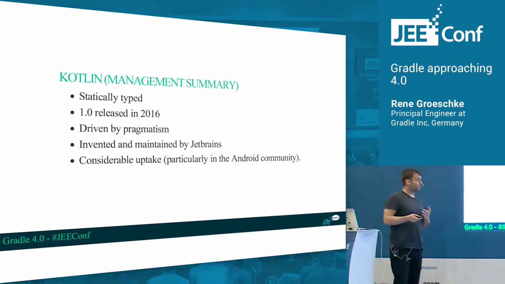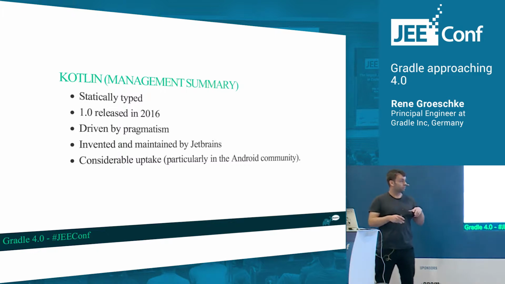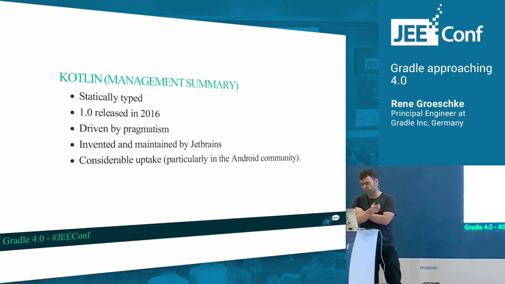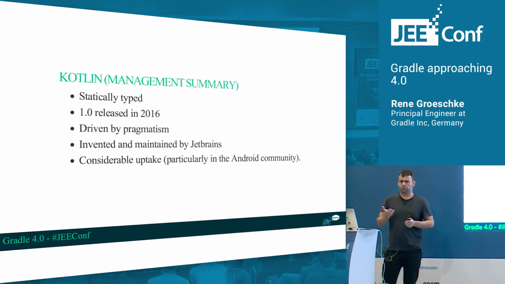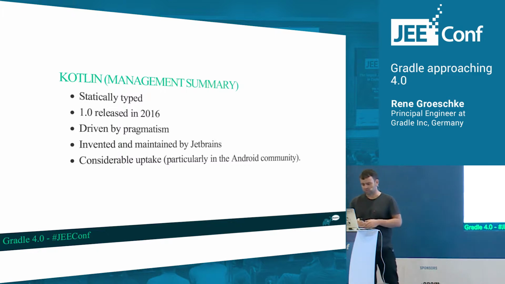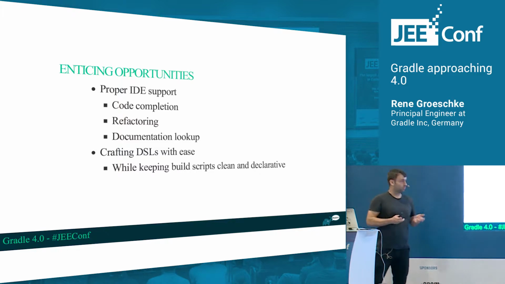And it has considerable uptake, particularly in the Android community, because it supports new language features, which you might now have with lambdas in Java 8 and so on, but it compiles back to bytecode 1.6, so it could be used for Android. And since last week, the Google team announced that Kotlin is now a first-class language for the Android platform. So we expect even more uptake in that world. And it provides enticing opportunities.